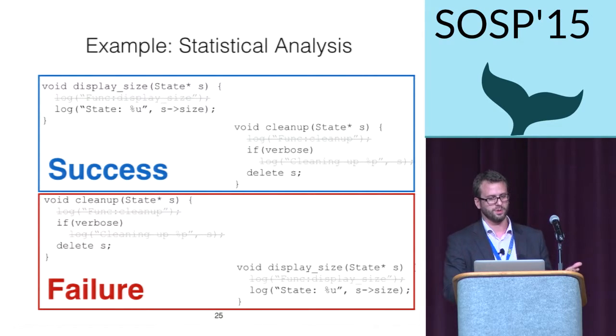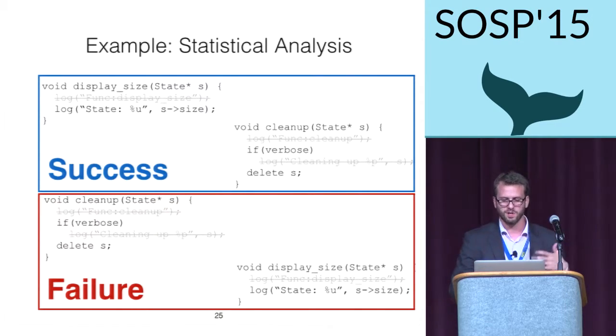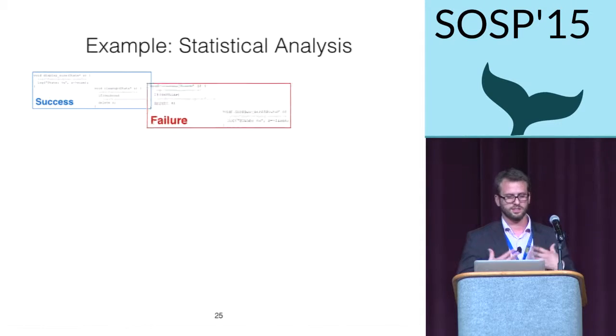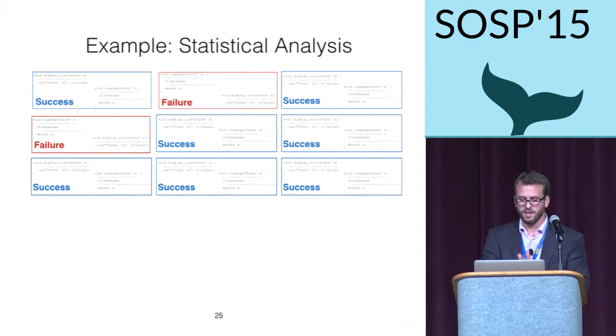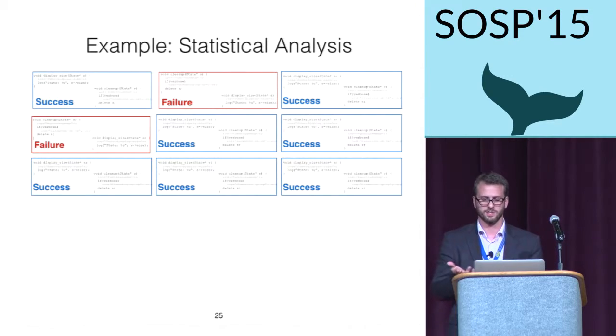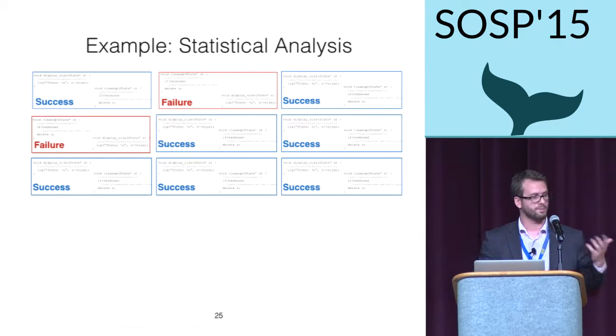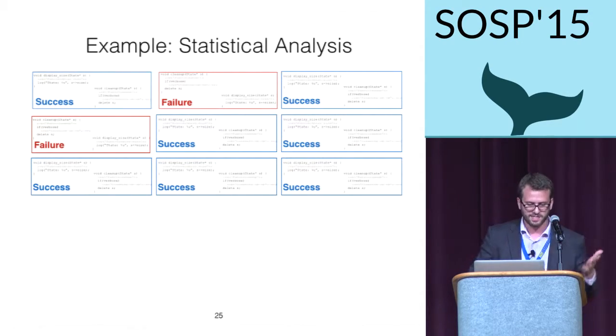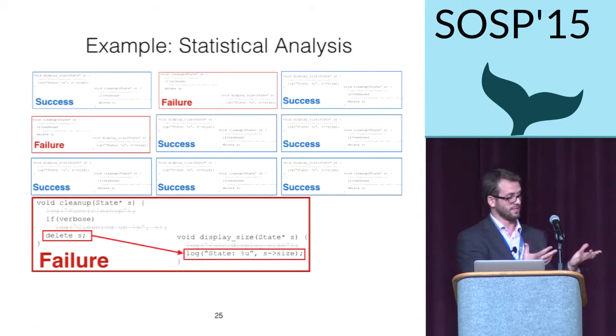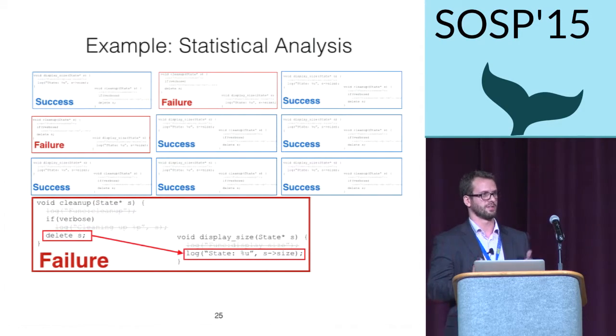Coming back to our example, GIST goes ahead and monitors multiple user executions, and it determines that indeed failing executions exhibit the same failing ordering, whereas successful executions don't exhibit this ordering. GIST then computes precision and recall for these failure predictors and ranks them in order to determine that the access pattern to S, where S is first deleted and then referenced, is the best predictor of failure.